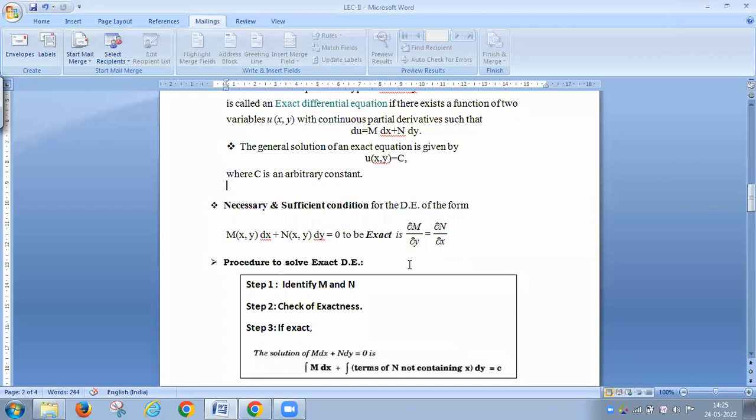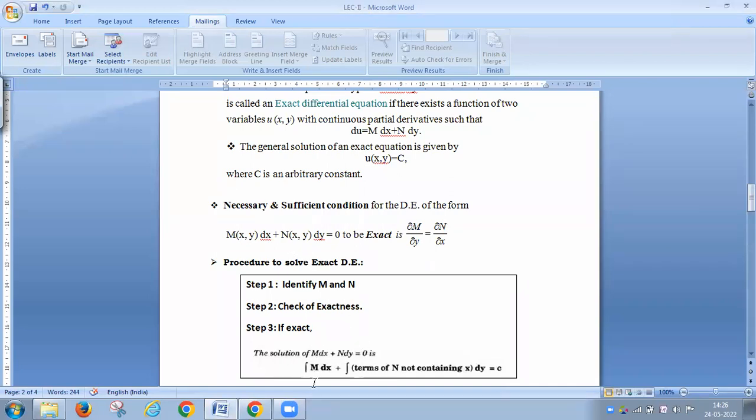Next, look at the procedure to solve these exact differential equations. In order to solve exact differential equations of the form m dx plus n dy equal to 0, first we have to identify m and then n. Next, check whether it is exact or not, that is, verify whether dou m by dou y is equal to dou n by dou x or not. If this condition is satisfied, then we say that it is an exact differential equation.